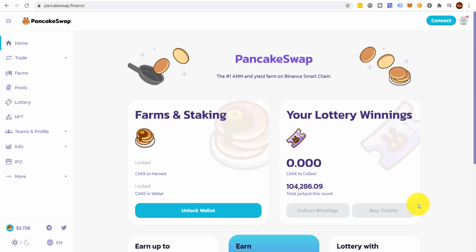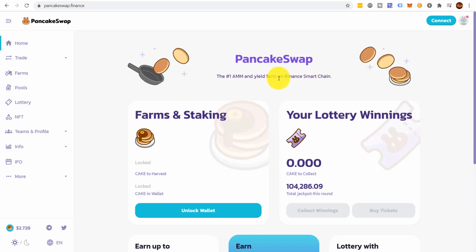Today we're going to demystify Pancake Swap. We're going to talk about what it is and how to use it. I'm going to show you how you can use Pancake Swap to do some Binance Smart Chain yield farming, how you can earn a little bit of passive income with cryptocurrency. I'm calling it Pancake Swap Explained.